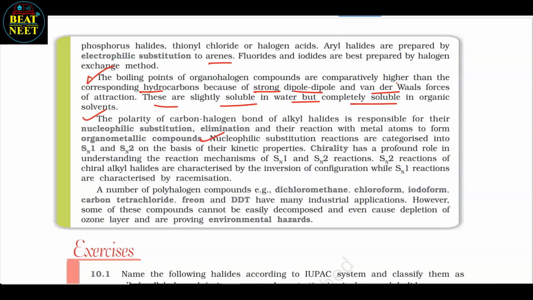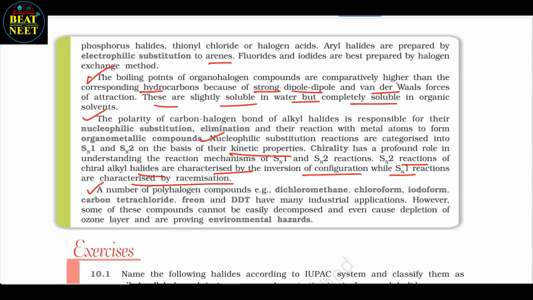Nucleophilic substitution reactions are categorized into SN1 and SN2 on the basis of their kinetic properties. Chirality has a profound role in understanding the reaction mechanism of SN1 and SN2 reactions. SN2 reactions of chiral alkyl halides are characterized by the inversion of configuration, while SN1 reactions are characterized by racemization.